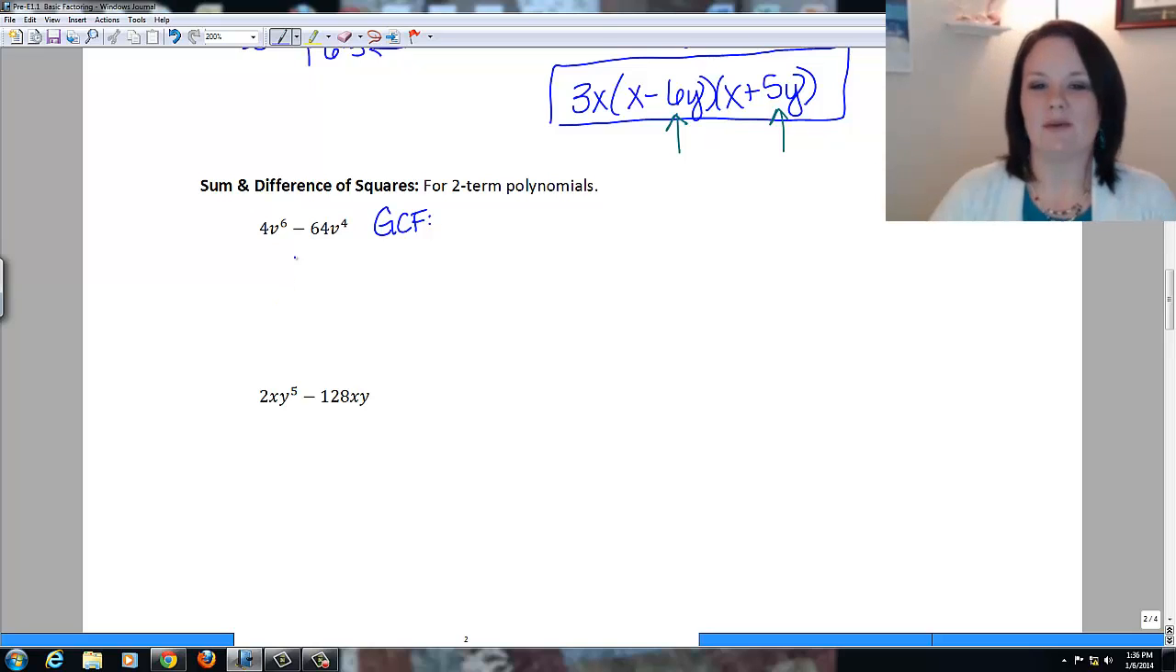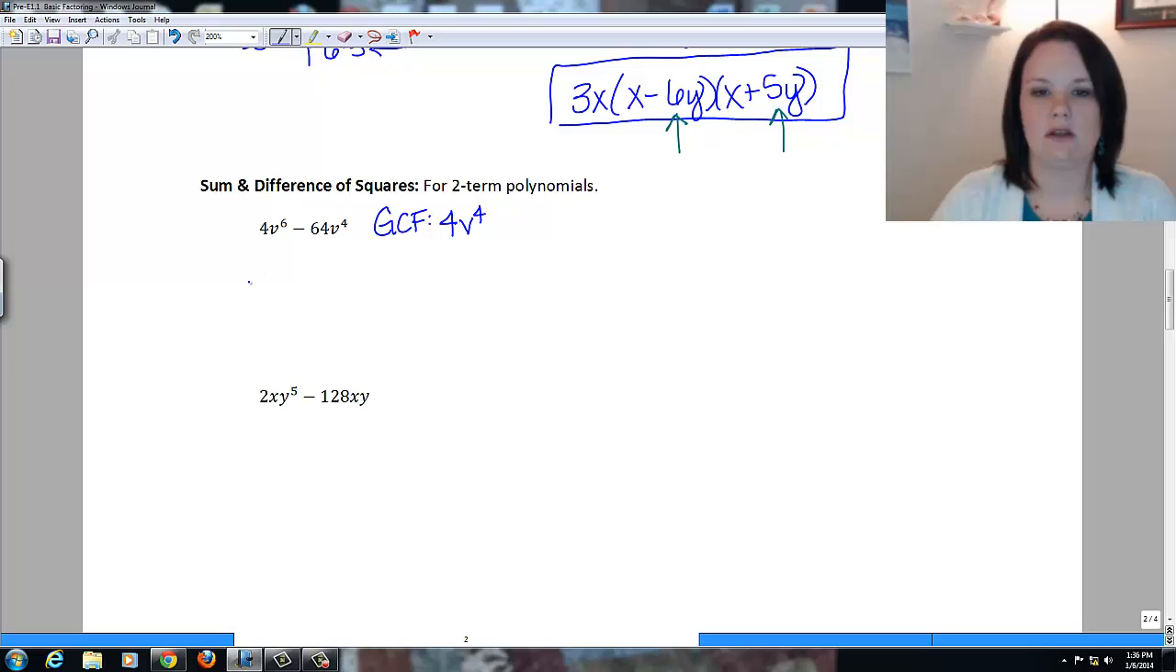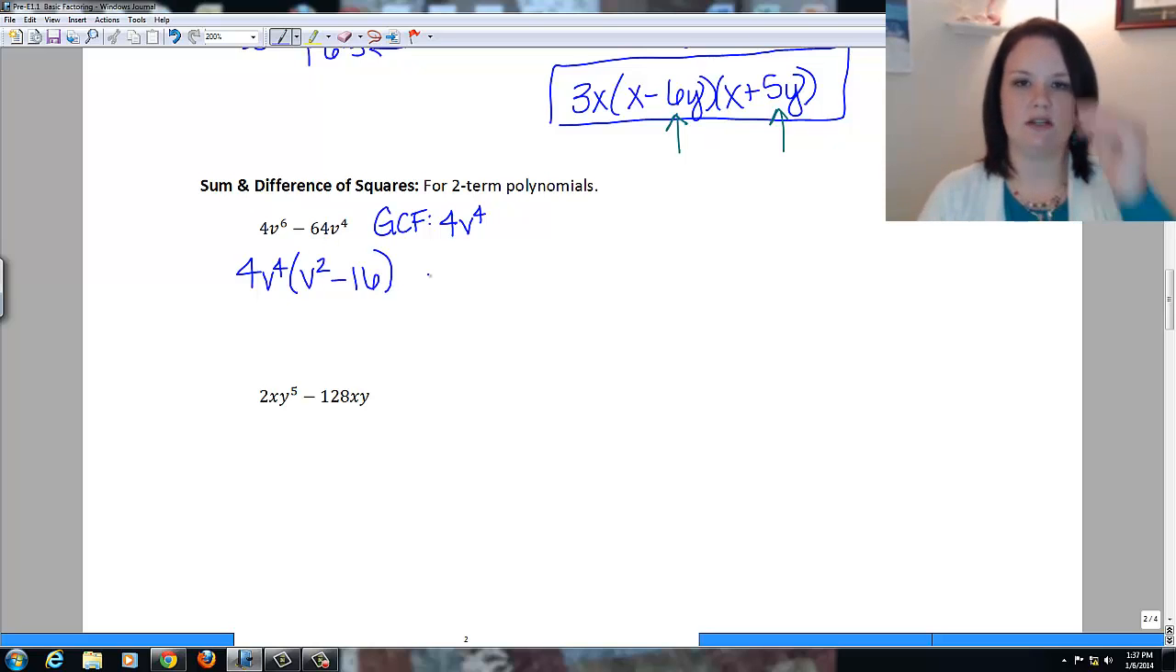My greatest common factor here, they're both divisible by 4, and they both have v's. So if I take out the minimum number of v's that appears in one term, that would be v to the 4th power. Okay, so if I take out 4v to the 4th, my first term by 4's would cancel, and I'd be left with v squared. Okay. Second term, 64 divided by 4 leaves me with 16, and then my v to the 4th is gone because that was the greatest common factor that I took out.